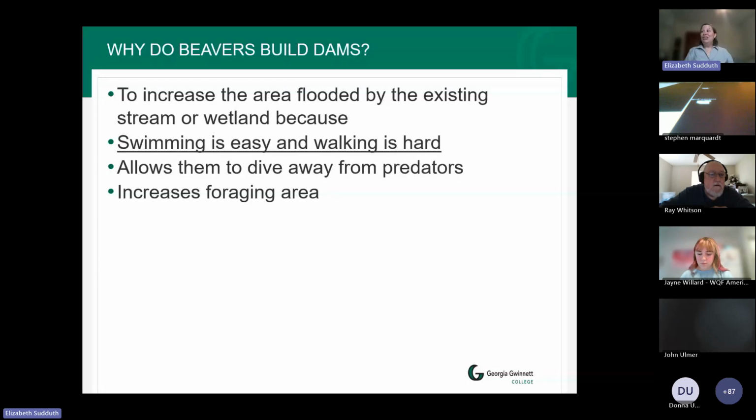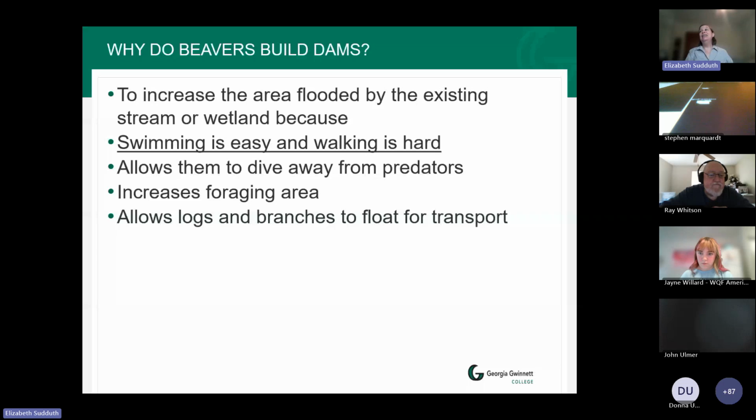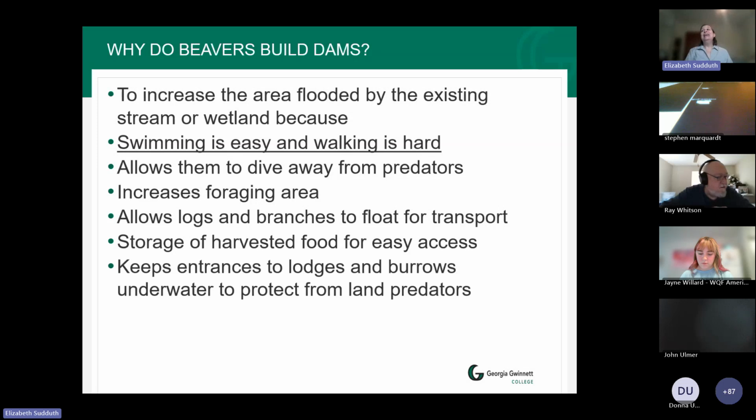It allows logs and branches to float for transport. That's much easier than carrying them. They also use their ponds for storage of harvested food for easy access. It's basically a refrigerator. You take cut fresh vegetation, you put it in cold water, and it stays fresh longer. It keeps the entrances to their lodges and burrows underwater to protect from land predators. And so their kits are fairly developed when born, but still they have the safety of the lodge that no predator can get into.